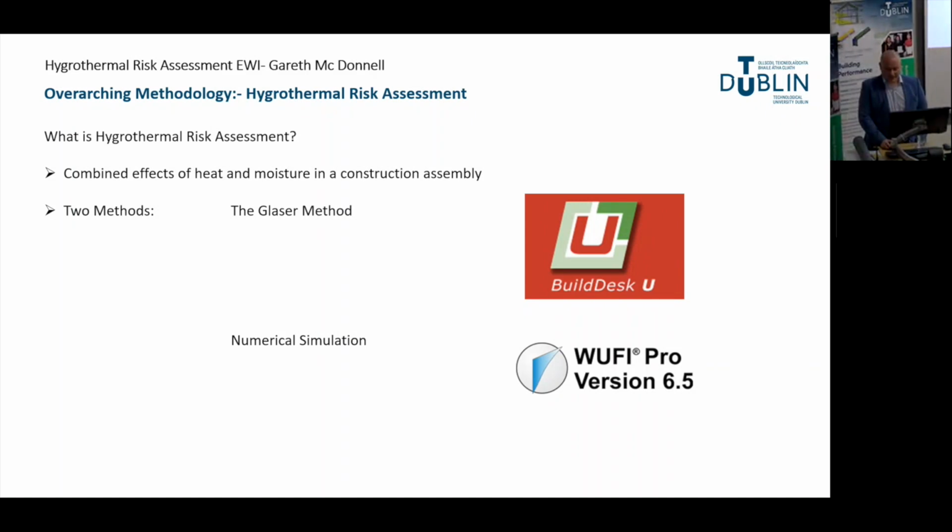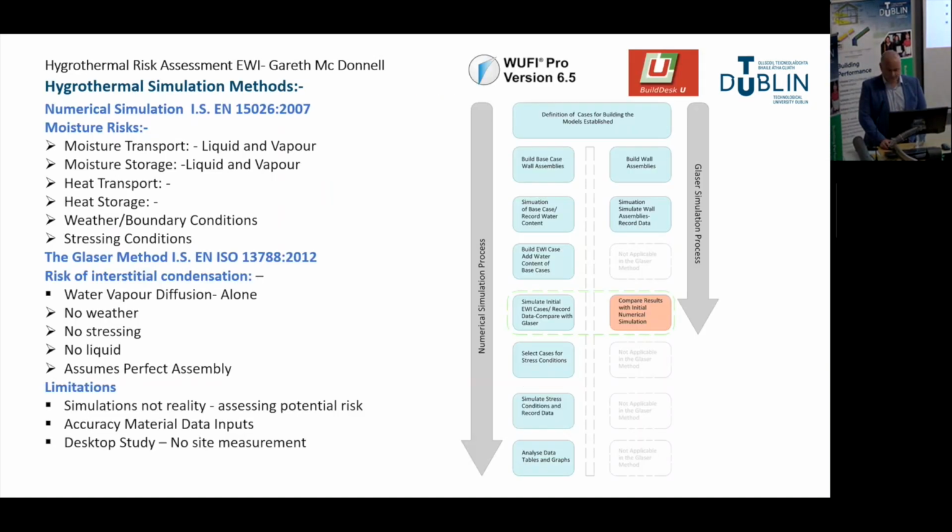The 2 currently available methods are simplified building modelling, the Glaser or dew point method, which most of us will be familiar with, and the numerical simulation. The software used in this research for Glaser was BuildDesk U 3.4, and numerical simulation was WUFI Pro 6.5.